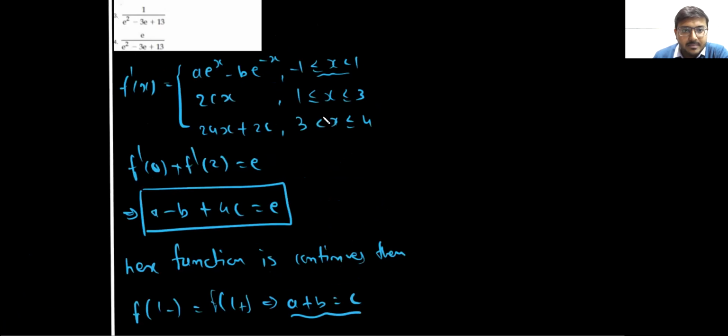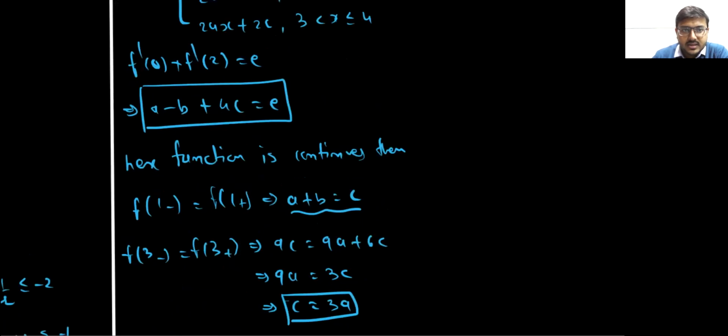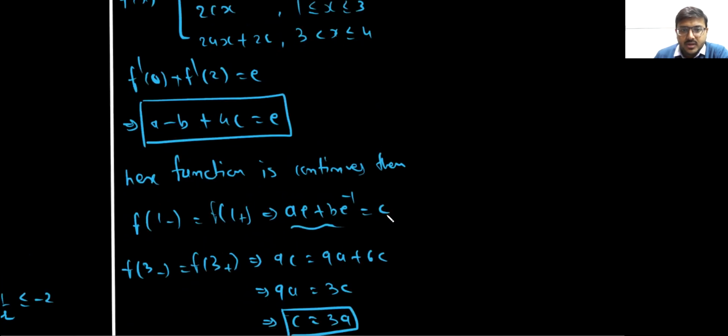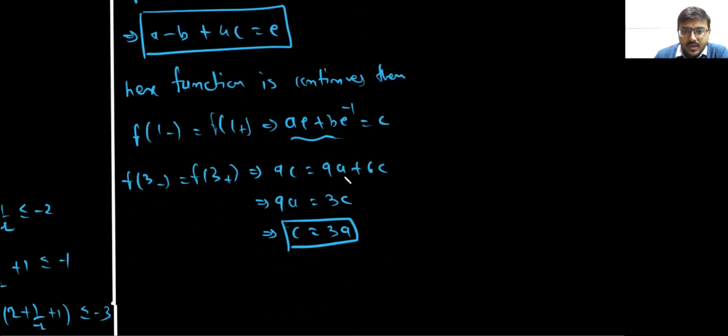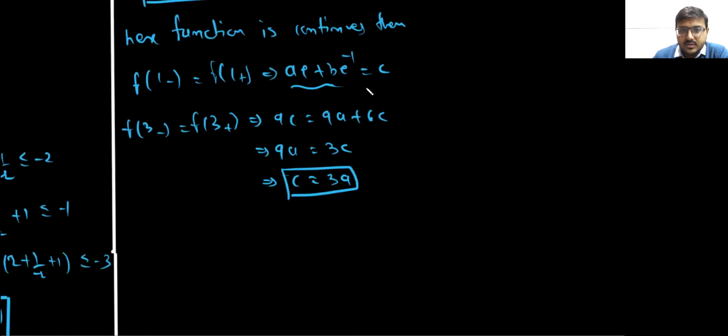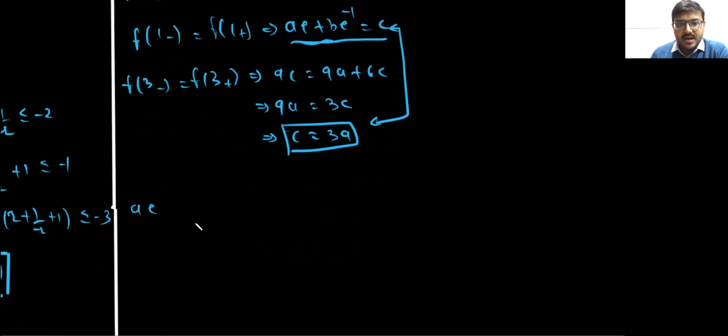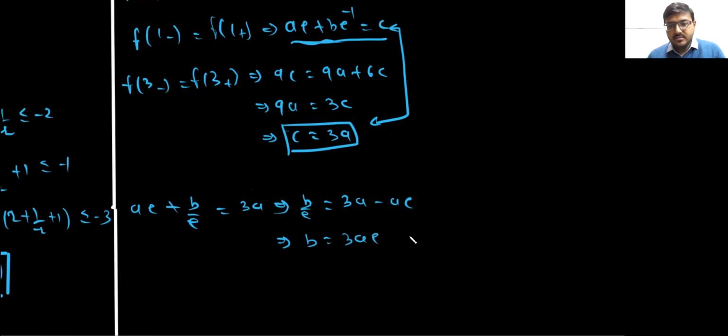Okay, sorry, wait a minute guys, here it must be AE plus BE raised to minus 1, sorry for that, which is equal to C. Now in this equation I can put C as 3A. I need to get the whole equation in the form of A only. So AE plus B by E equals 3A. Let me make B the subject. So B by E is equal to 3A minus AE. So B is equal to 3AE minus AE square.